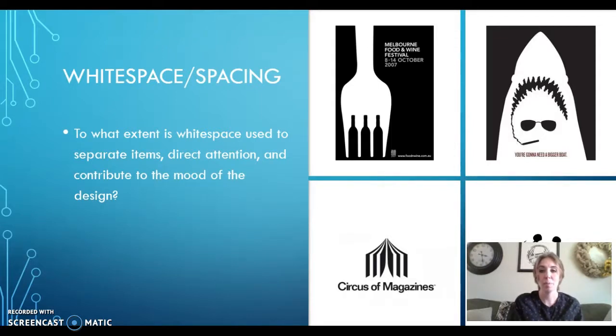We also want to pay attention to white spacing. To what extent is white space used to separate items, direct attention, and contribute to the mood of the design? Sometimes the empty space is just as important as the filled space, so we want to give it our attention as well as we look at these images.